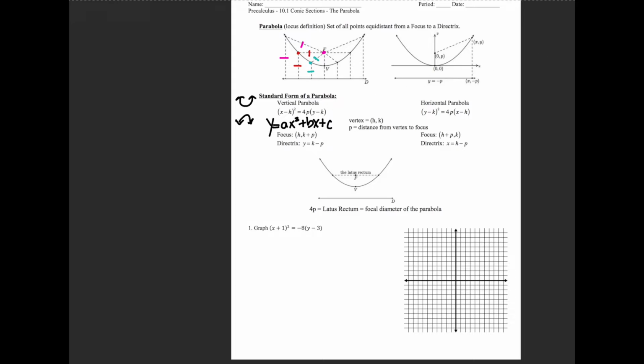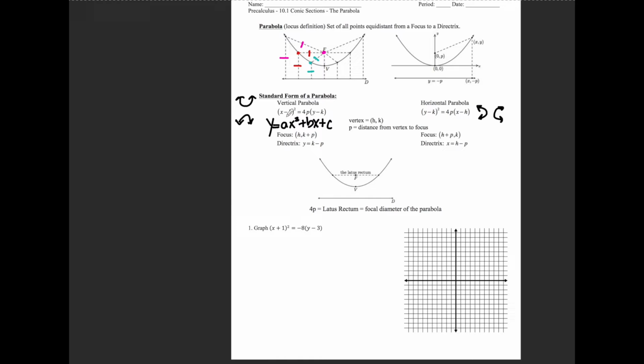What we're going to look at today is graphing parabolas that have a y squared in them as opposed to an x squared. So when you have a y squared parabola instead of an x squared parabola, those parabolas are going to open either left or right depending on what's going on in that equation.